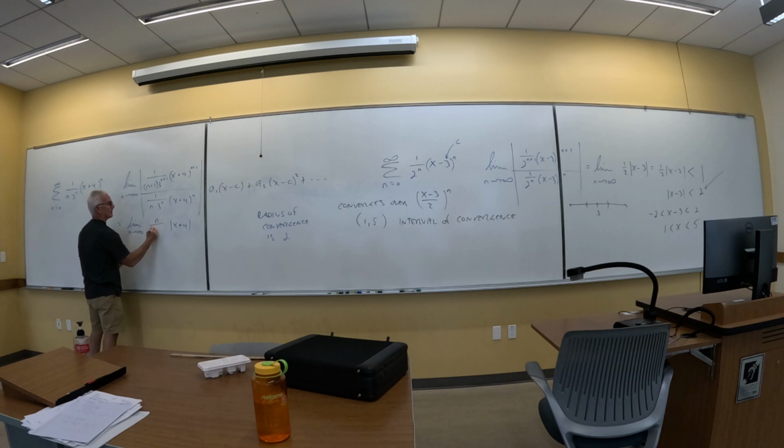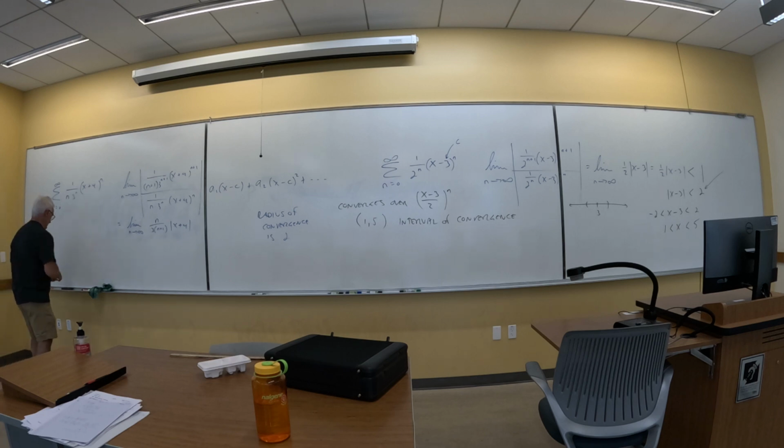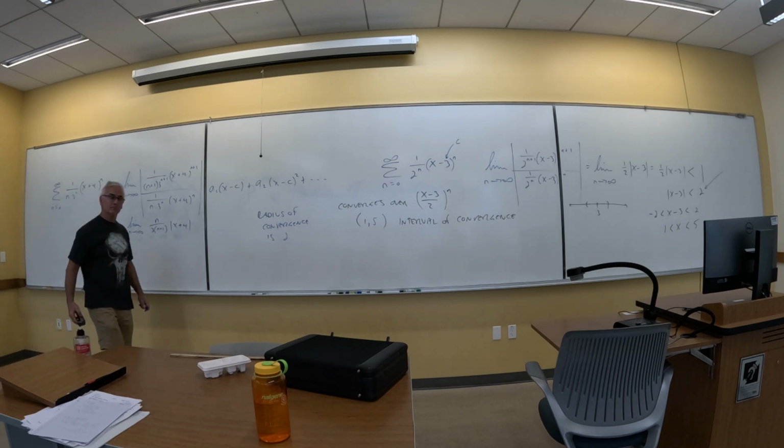n over 3n plus 1. That is correct. Did everyone see that? You know, manipulate it, rewrite it, do whatever you need to. Now, when I take that limit, that's not going to be 0.